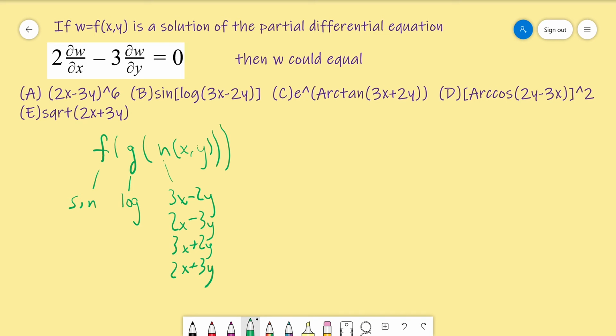They could be like e, the exponential, and arctangent. That's answer choice C. This is B. This is C. And D is going to be the squared function, like squared, and then arc cosine.